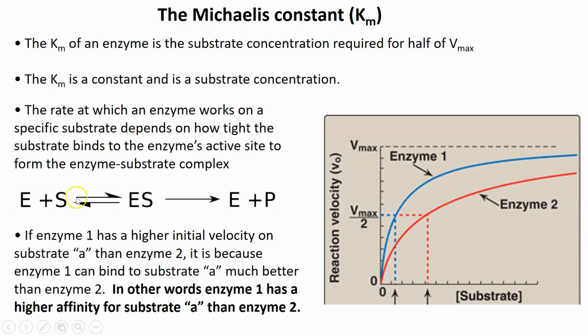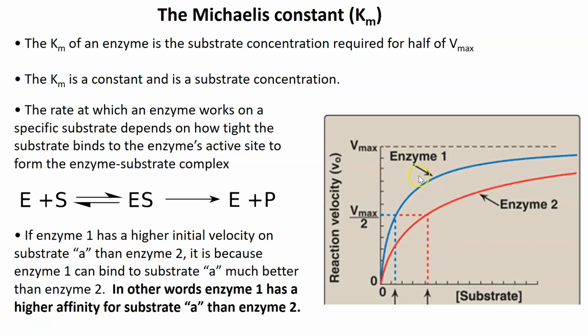then this arrow, this rate, will be really quick. If the affinity is really weak, this rate will be small, and this rate will be equally as small, because the substrate is coming into contact with the enzyme, but it's not binding tightly, so it just comes straight off. And as it comes straight back off, that's governed by this rate here. So Km is really a measure of this part of the equation.